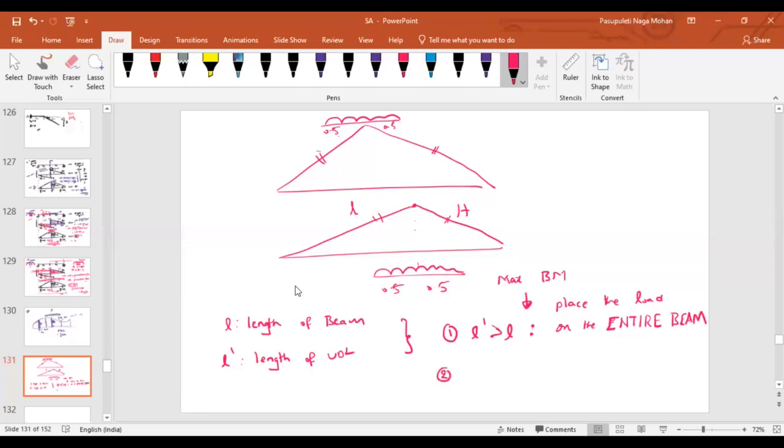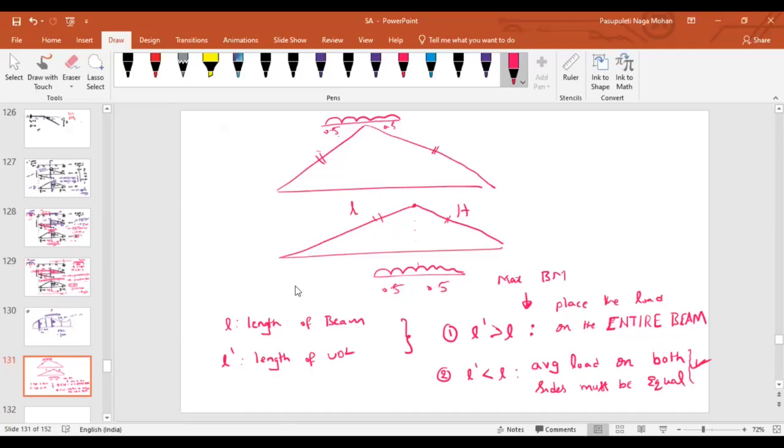Now, in the second case, if the length of the UDL is less than the length of the beam, then this is the condition you have to learn by heart: we have to make sure that the average load on both sides must be equal. If the UDL is more than the length of the beam, there is no problem. Just place the load over the entire beam. Your problem is solved. If your UDL length is less than the length of the beam, you have to learn this condition by heart.